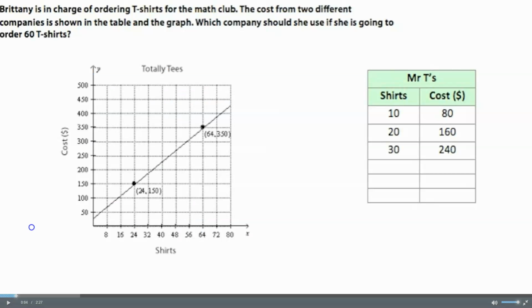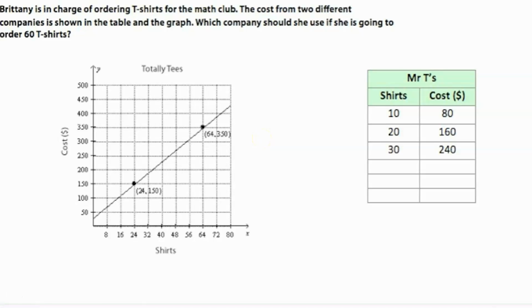Brittany is in charge of ordering t-shirts for the math club. The cost from 2 different companies is shown in the table and the graph. Which company should she use if she is going to order 60 t-shirts? So let's take a look at Totally Tees. It says that Brittany is going to order 60 t-shirts for the math club.